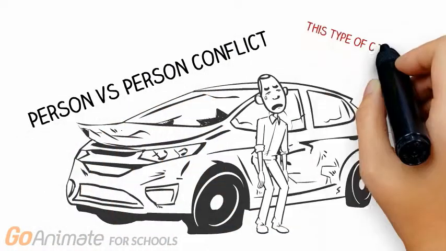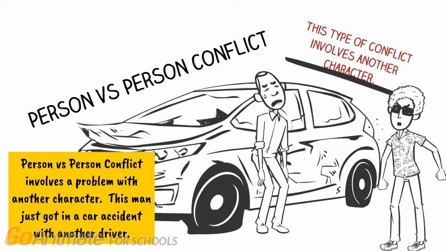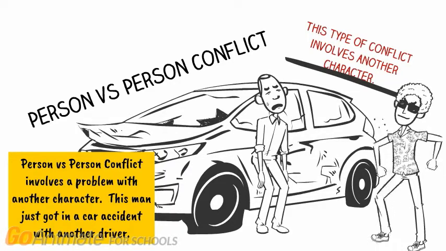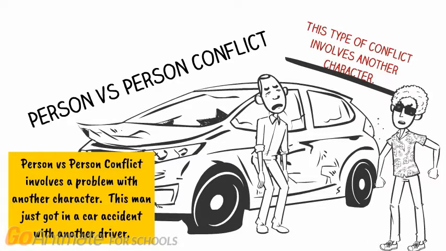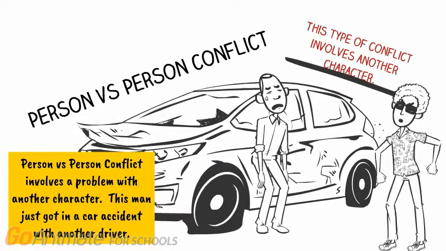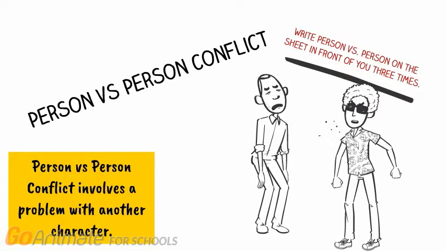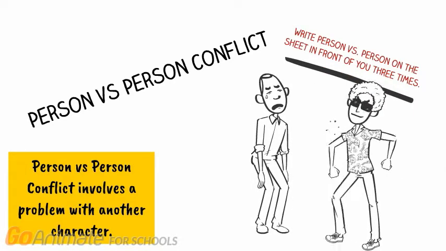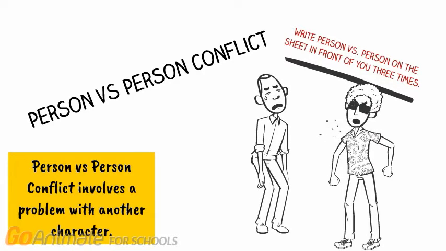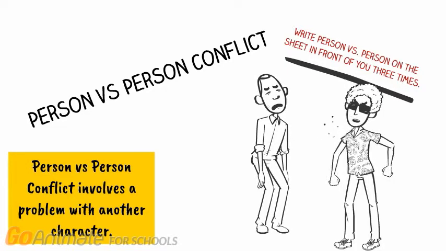Person versus person conflict. This type of conflict involves another character. Person versus person conflict involves a problem with another character. This man just got in a car accident with another driver. Person versus person conflict involves a problem with another character. Write person versus person on the sheet in front of you 3 times.